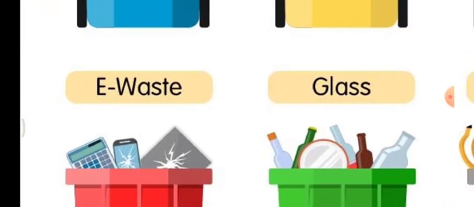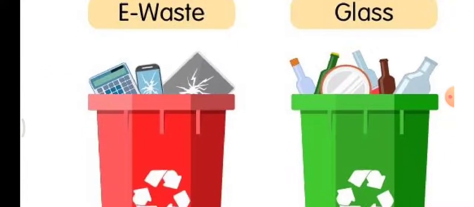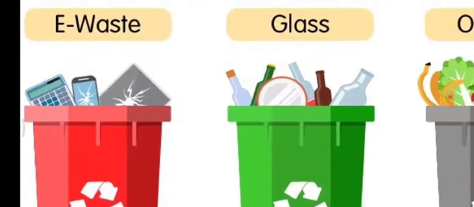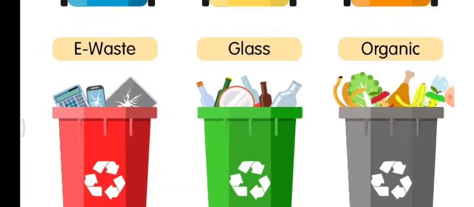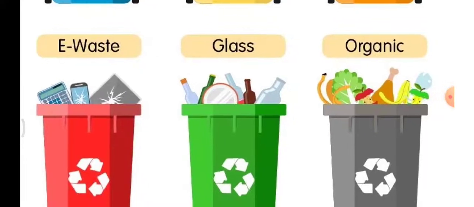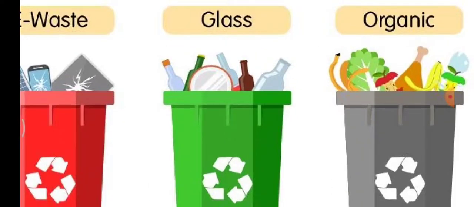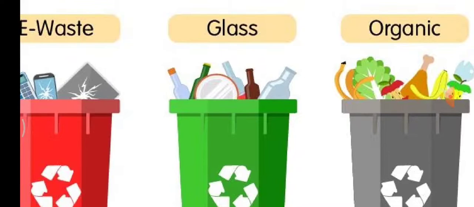E-waste, you can reuse it once again and recycle it. Glass can be reused again, and new glass items can be made. After glass is recycled, new glass items can be made. Organic waste, like waste from animals and vegetables and fruit peels, all this is organic waste.